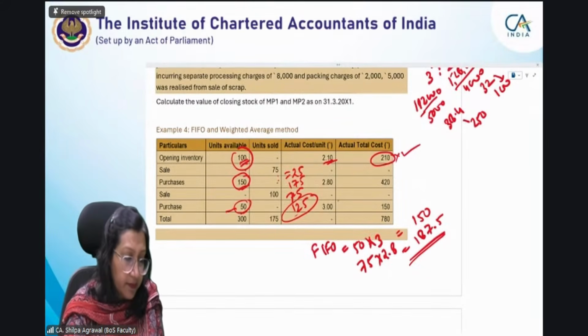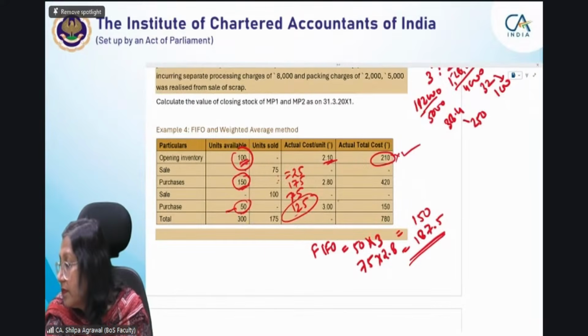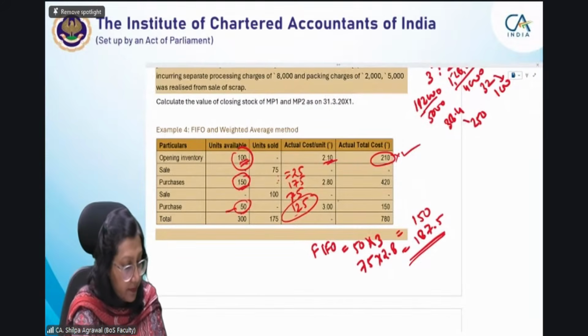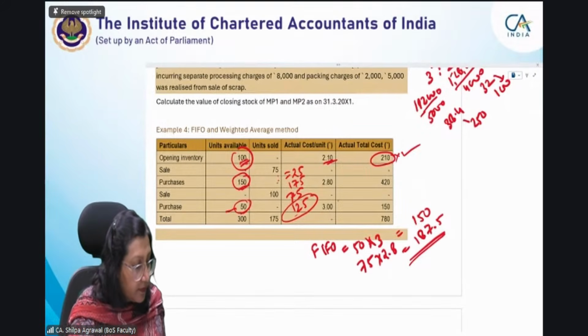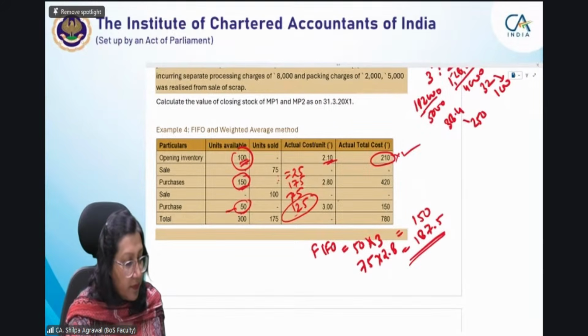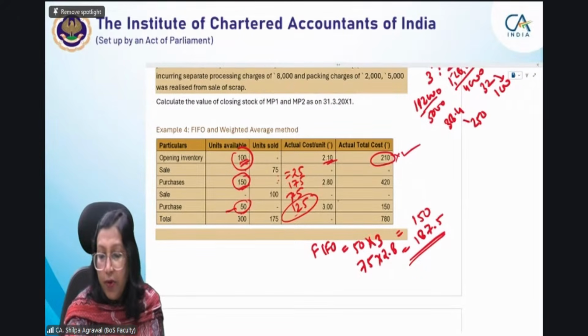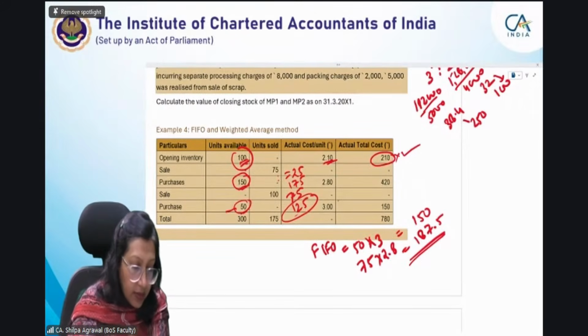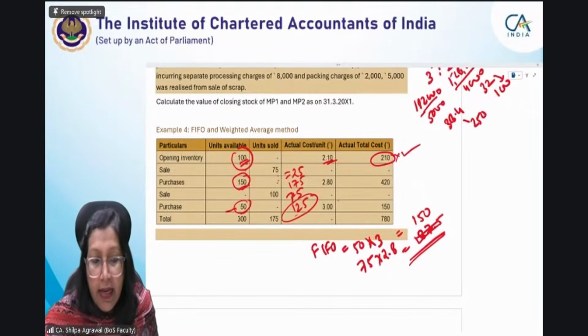Why? This you are talking about what? Weighted average, students? 2.8 से वैल्यू क्या आ रही है? सॉरी, I did 75 in my calculation, error, sorry, it is 210. My mistake. 210 plus 150 comes to 360.